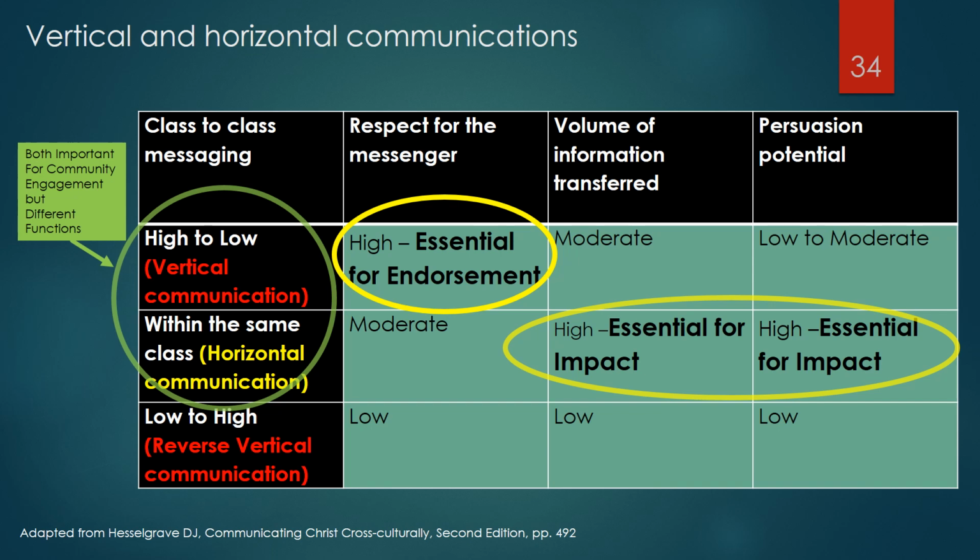Lack of support from community leaders is devastating to a community engagement process. A main point is that horizontal communicator engagement within each class of a target community is generally the most effective social communication method to change behaviors.